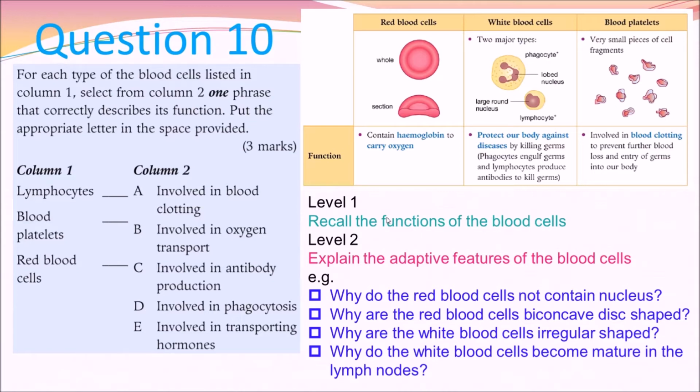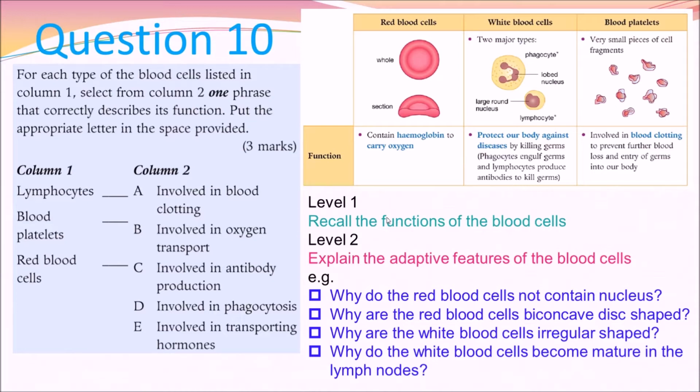Why do the red blood cells not contain a nucleus? Why are the red blood cells biconcave in shape? Why are the white blood cells irregularly shaped? Or why do the white blood cells mature in the lymph nodes? So these all ask you to explain something, not just recall or describe something. That's the different level of difficulty in biology.